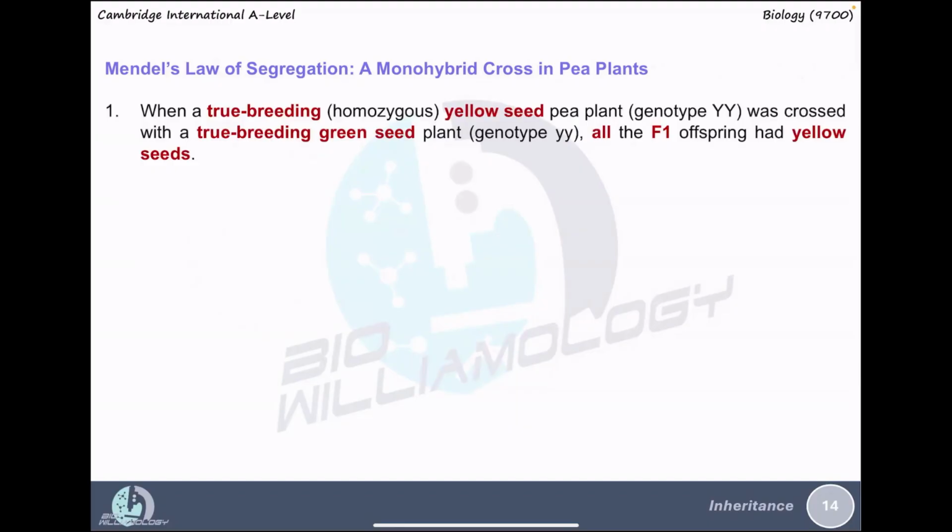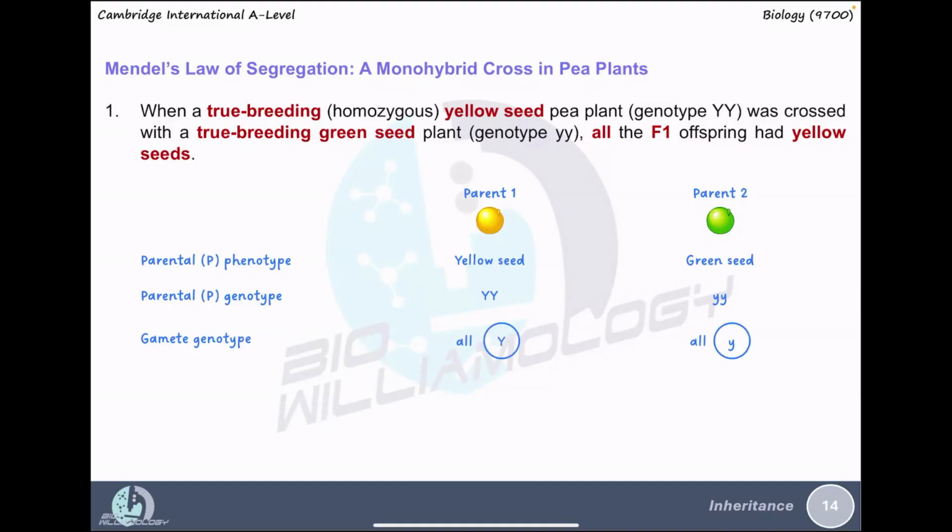When a true breeding homozygous yellow seed pea plant with the homozygous dominant genotype Y Y was crossed with a true breeding green seed plant with the homozygous recessive genotype y y, the F1 offspring had yellow seed. This is how the cross actually occurs: parent 1 with yellow seed, parent 2 with green seed. When we look at the parental genotypes, because they are true breeding, we use 2 capital letters Y Y to represent the genotype of parent 1 and 2 lowercase y y to represent the genotype of parent 2.